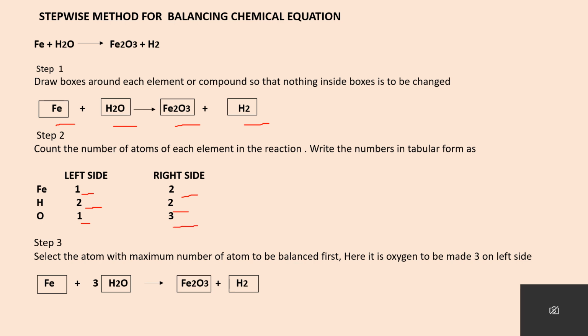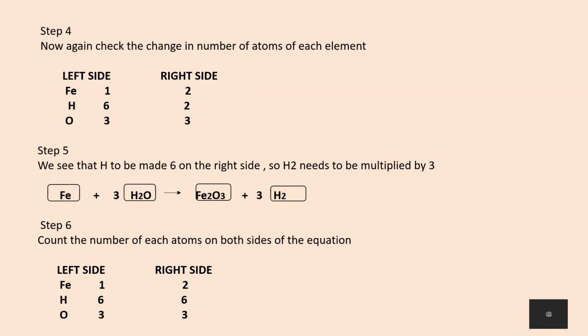Now we'll select the atom with maximum number of atoms to be balanced first. Here we can see oxygen has 3 atoms on the right side. So we have to balance oxygen first. For balancing this, we will write 3 in front of H2O. After writing 3 in front of H2O, we see that oxygen is balanced on both the sides.